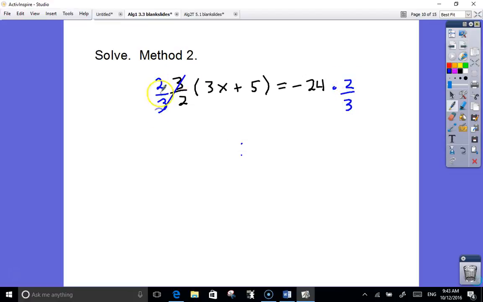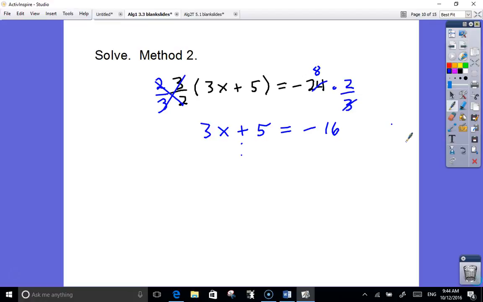On the left, 2/3 times 3/2 is 1, so we can drop it out of there. 3x plus 5. And then what is -24 times 2/3? Remember, you could put this in the calculator, right? -16, right? The 3 goes into 24 8 times, so it's -8 times 2, -16. So by doing that first step now, we don't have the complicated adding fractions with different denominators. It's a much easier 2-step equation.